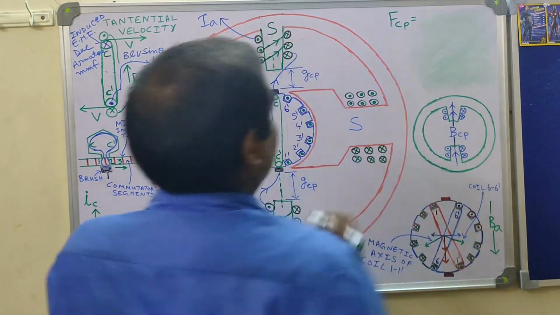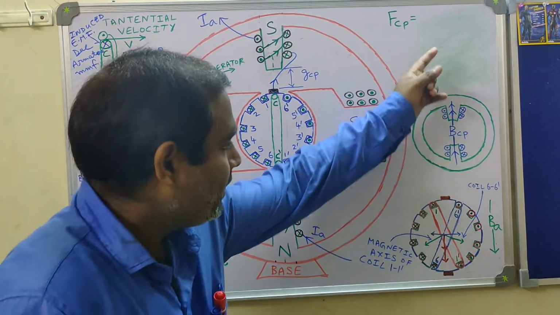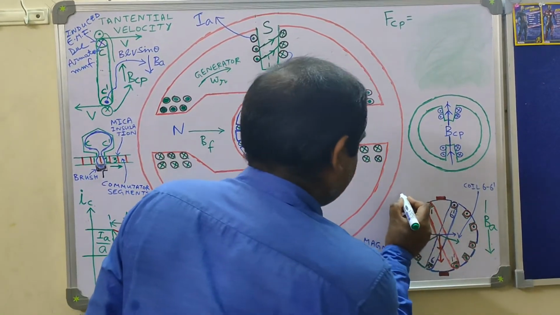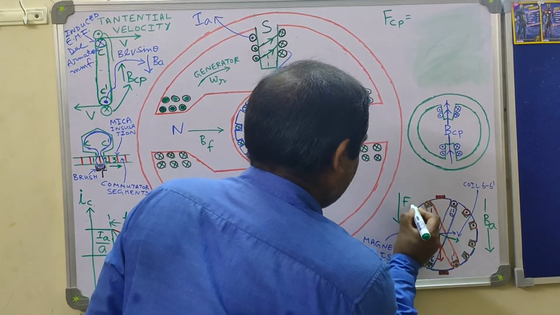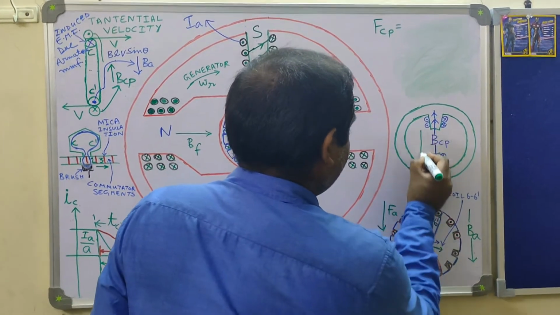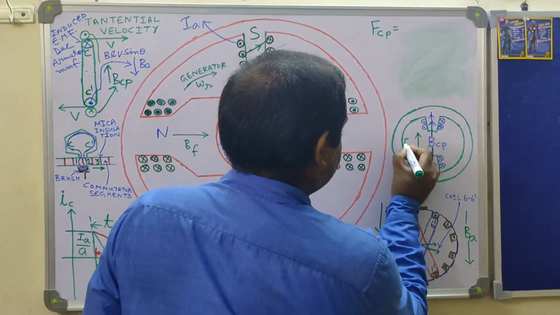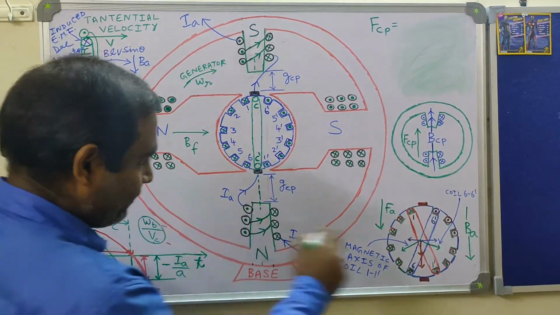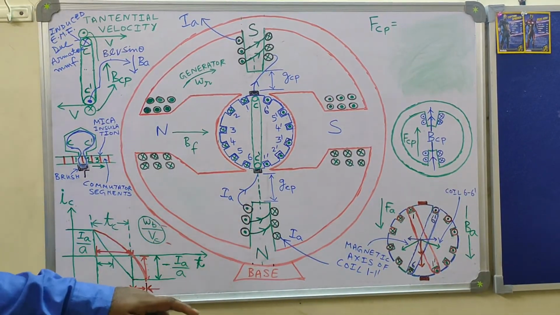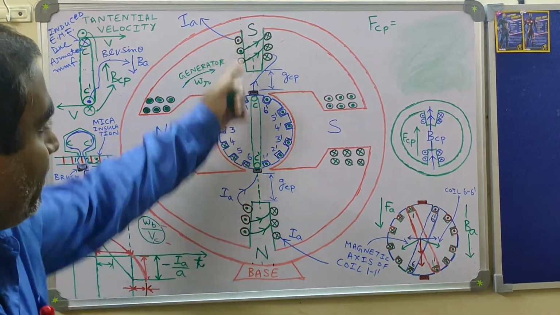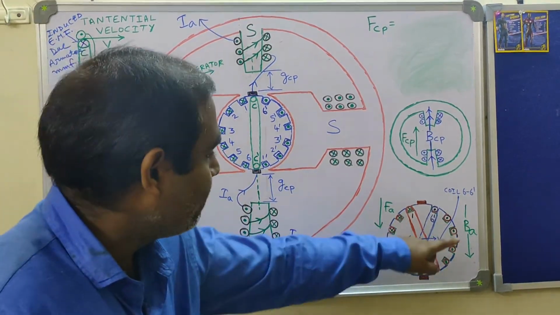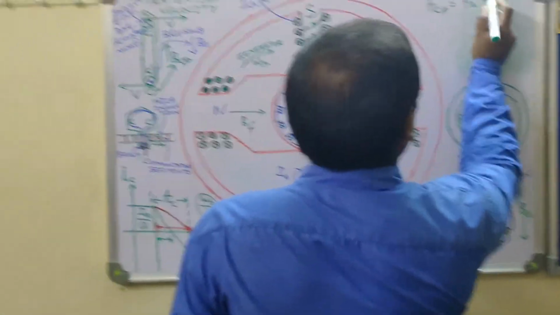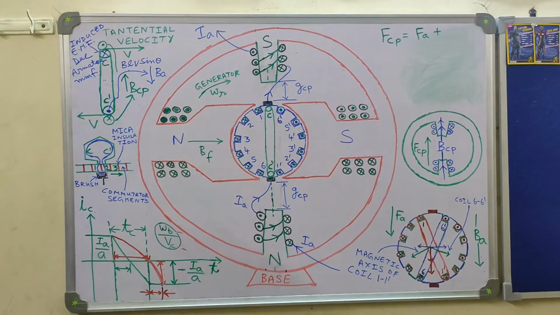So what does the interpole MMF have to do? It has to cancel the armature MMF FA. The armature MMF FA is directed downwards, whereas the interpole MMF FCP is directed upwards, like this. So the first function of the interpole winding MMF is to cancel the armature MMF FA. So FCP should be at least equal to FA.